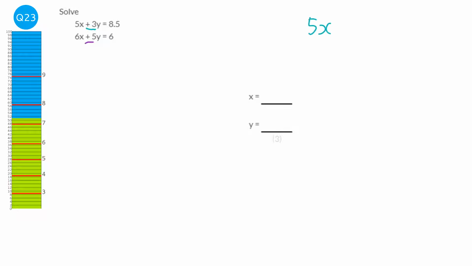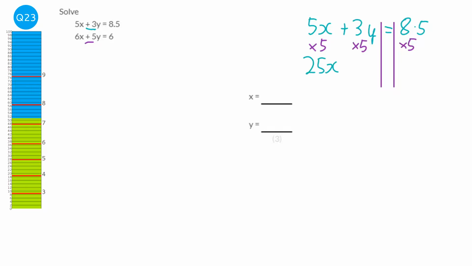So we're going to start by writing out the first equation. And there's nothing to stop you getting the x's the same. I just always focus on the y's. And we're going to times everything by 5 to get that y to be 15. So 5 times 5 is 25x plus 15y. And then we're going to do 8.5 times 5, which is 42.5.